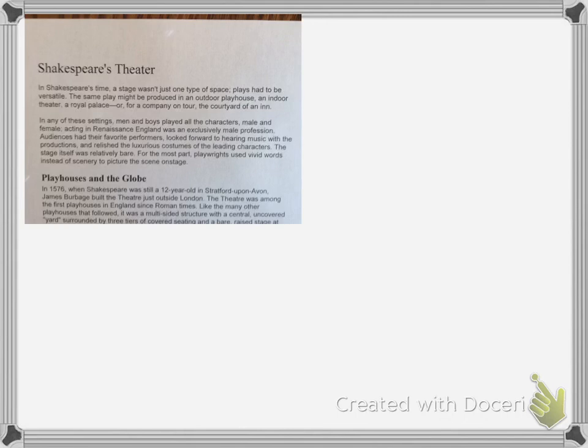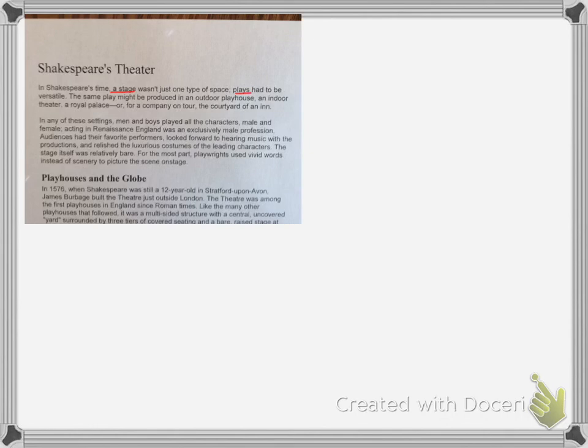In Shakespeare's time, a stage wasn't just one type of space. Plays had to be versatile. Okay, a stage is my first subject. Plays is my second subject.